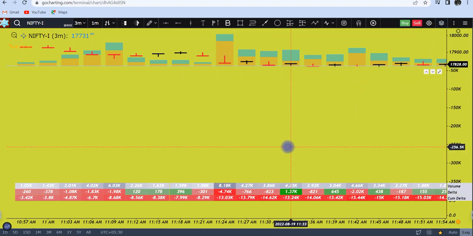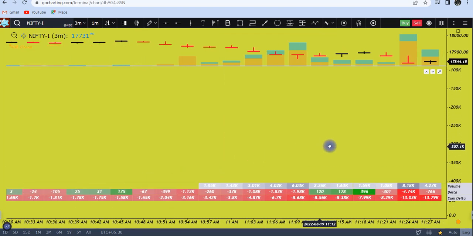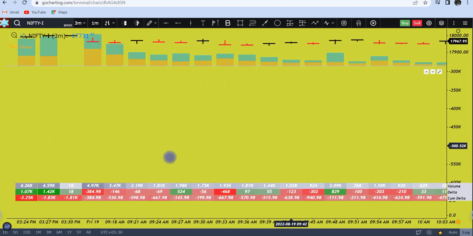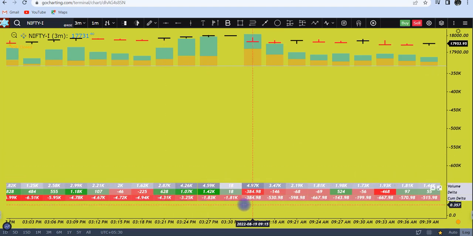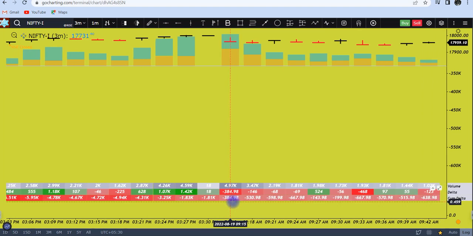And what is cumulative delta? What you can see here in the lower panel is the delta that has been aggregated over a session. So it is restarting on every session. So let's go to the 9:15 over here. This is the first candle and it gives approximately 385 contracts that were sold more than were bought.